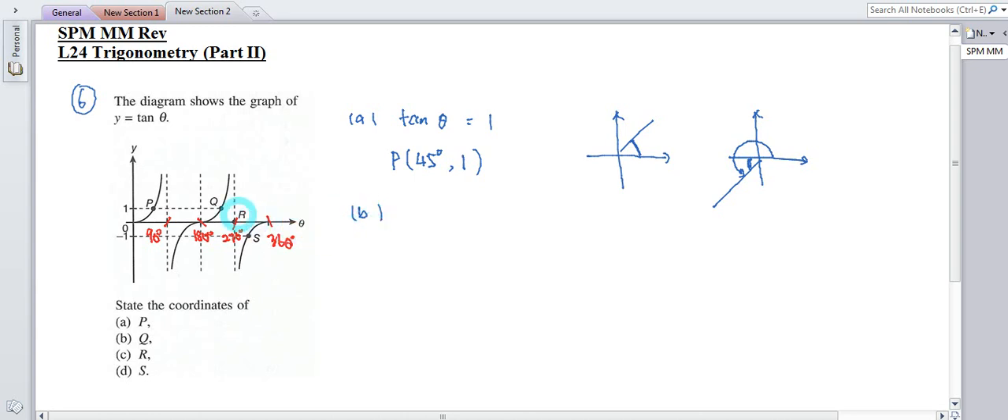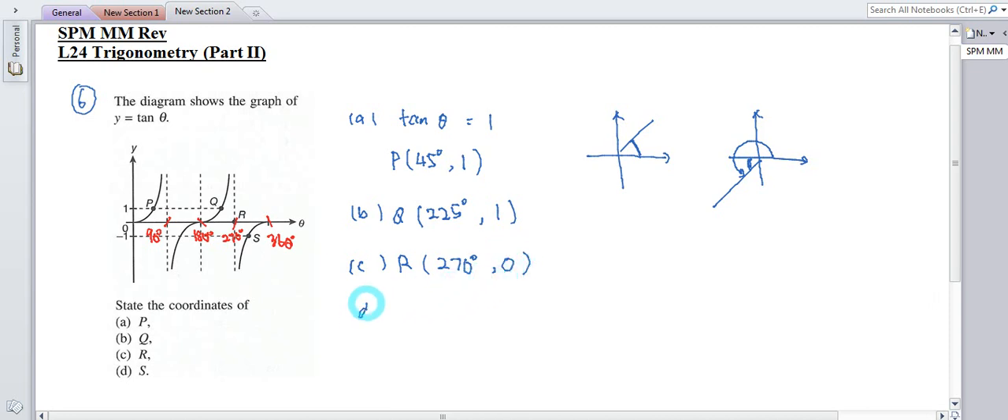So how about B? B is still the same thing. Tangent theta is equal to 1. But here you will notice that it's more than 180 degree, which is this angle. So we know that Q is actually 180 plus 45, you will get 225 degree, and here is 1. Okay, so how about R? R is very simple, this is 270 degree, 0.